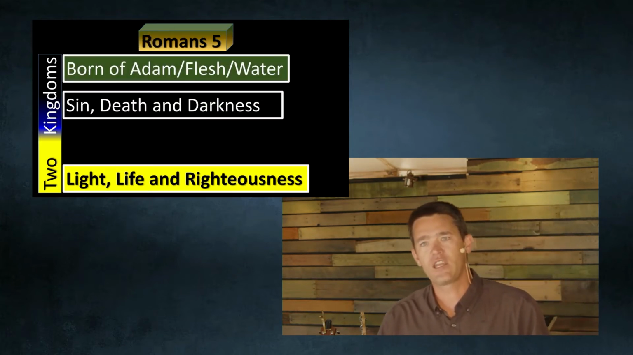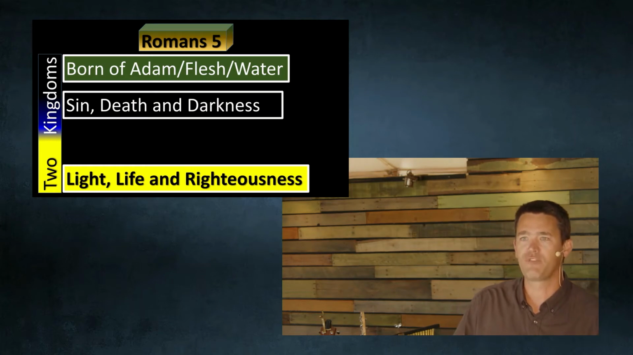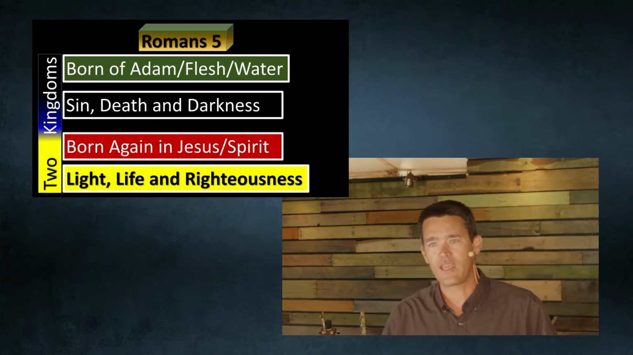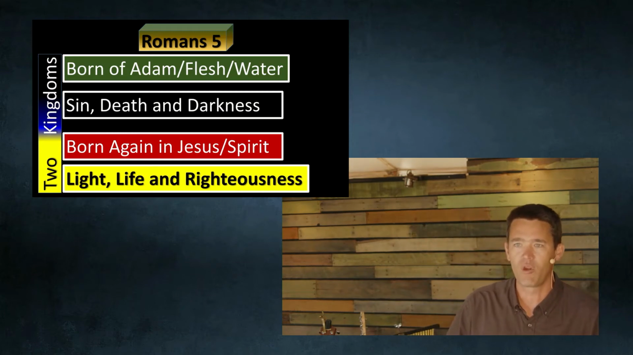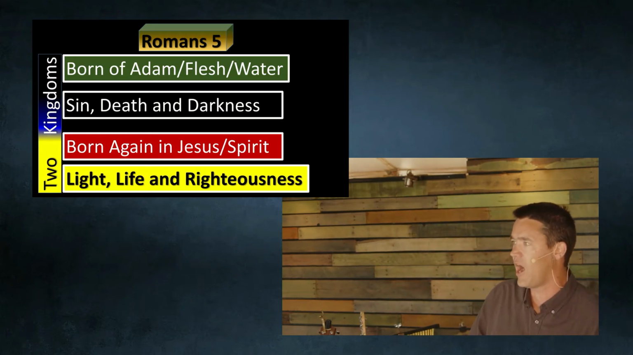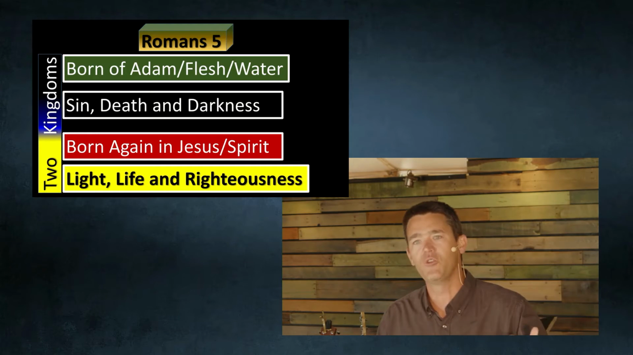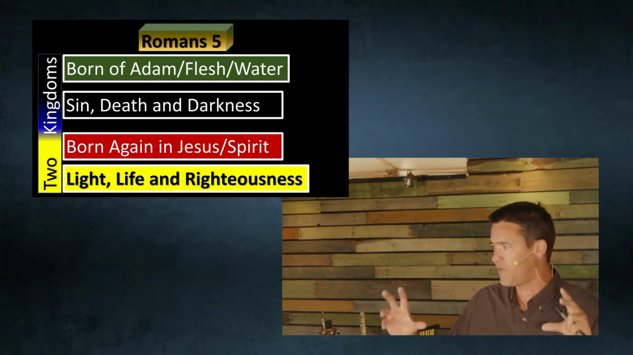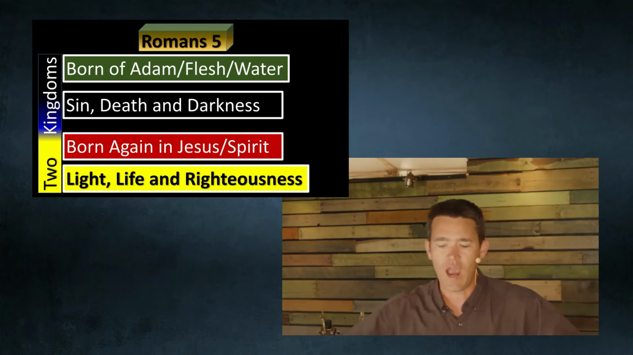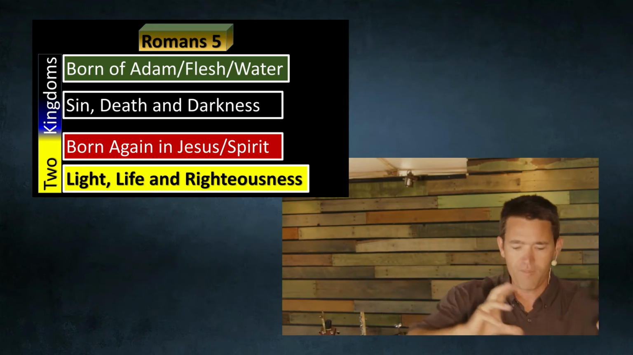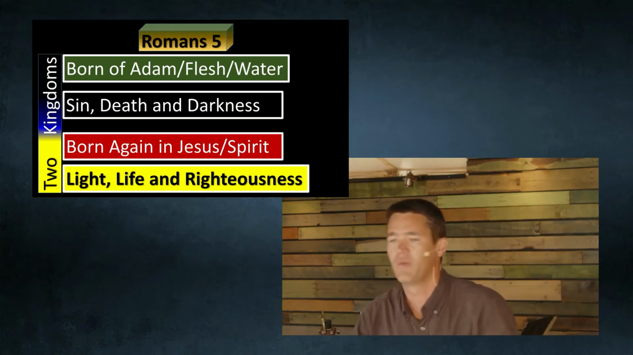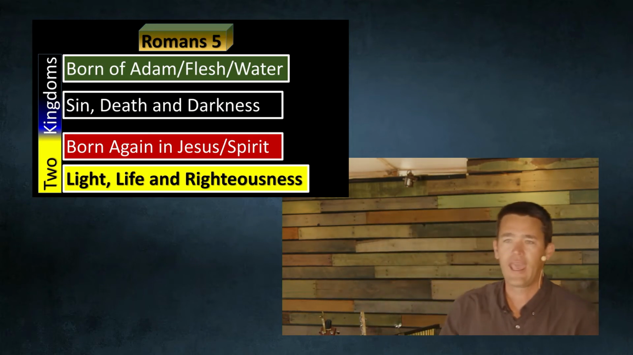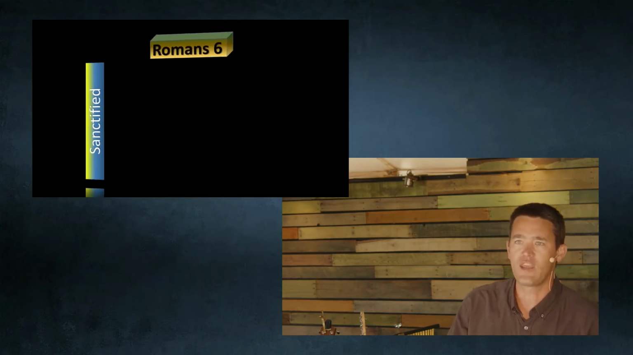Now, the first kingdom was being born of Adam, or of the flesh, or of water, depending on where we look at it. The second man, or being born again, is being born again in Jesus, or by the Spirit of God, and that borns you into life, light, and righteousness. The reason this is the foundation of sanctification is because he's describing how you've been removed from that kingdom and placed into this kingdom. You've been removed from the kingdom of death and replaced into the kingdom of life, and it's the foundation of sanctification.